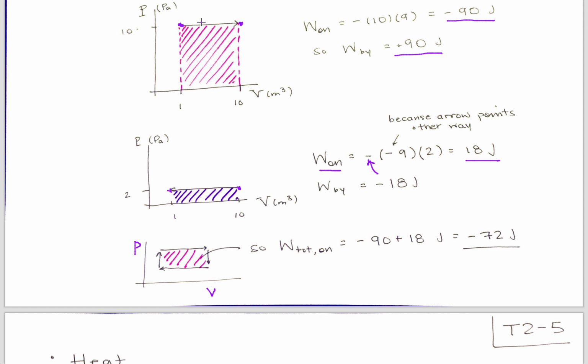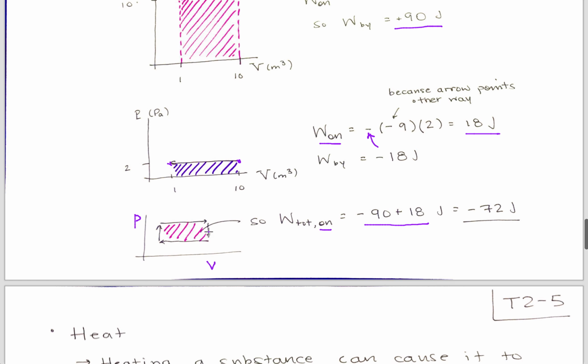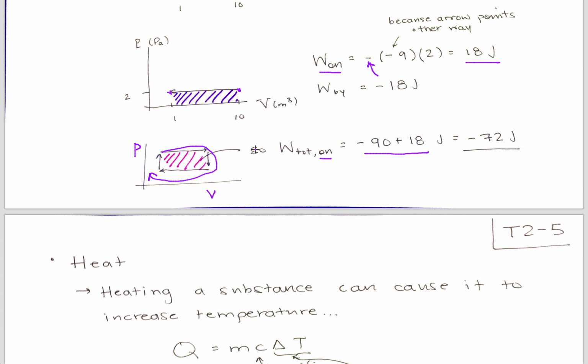Well, this is just the total amount of work done in process 1 plus the total amount of work done in process 2. So I just take those two values. If I want to find the work done on the gas here, I would just take the two work-ons and add them up, and so I get negative 72 joules. So what we said was, okay, this is a clockwise rotation. The work done on the gas for any clockwise rotation will have to be negative, just because of these reasons that we just talked about.